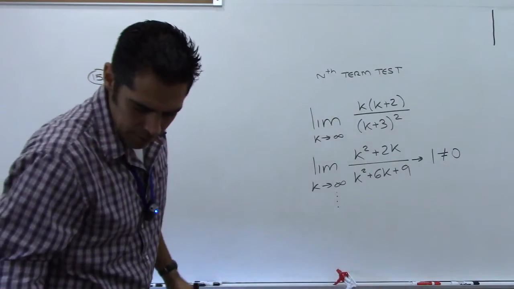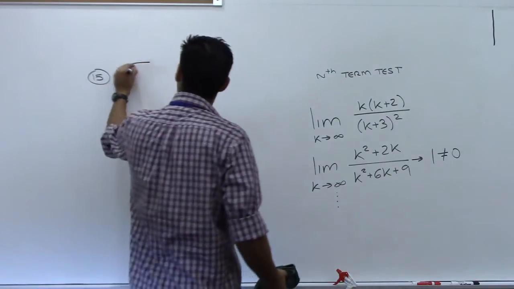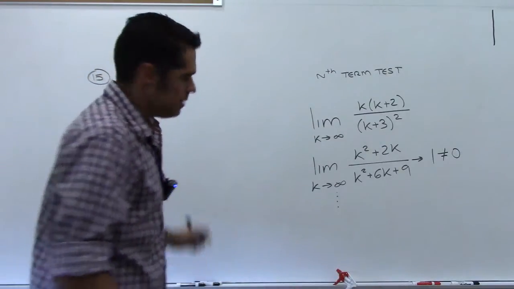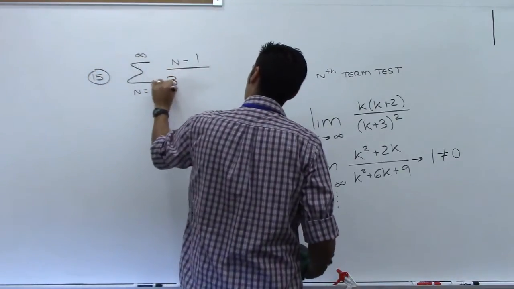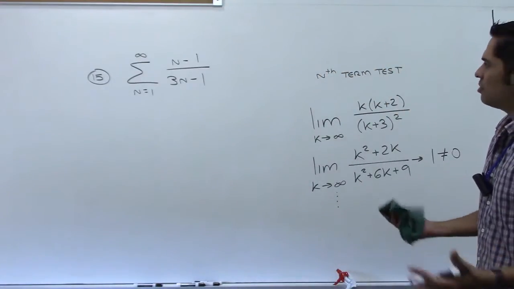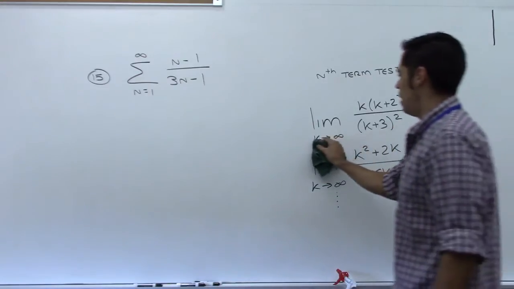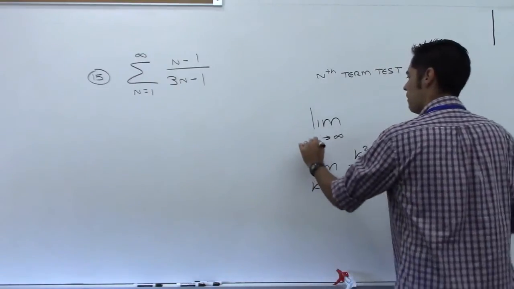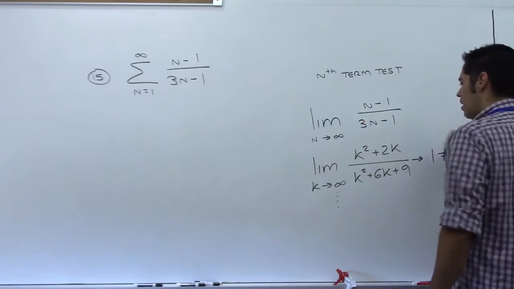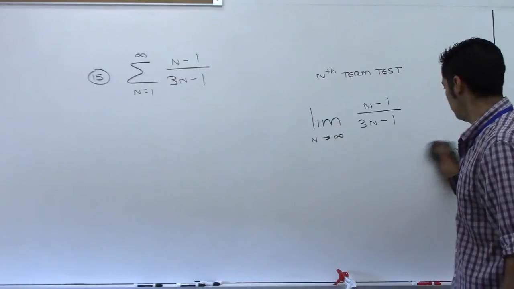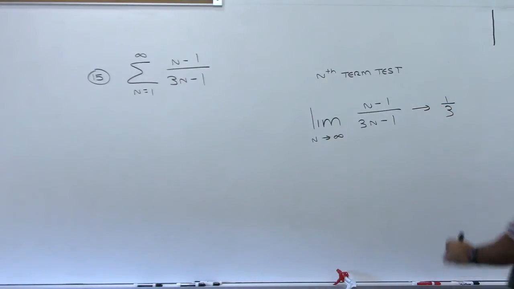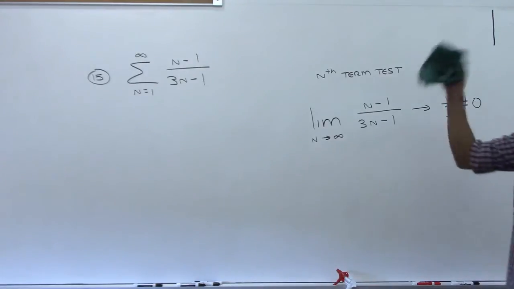All right, I think 15 is going to be pretty much the same thing. Sum n equals 1 to infinity of n minus 1 over 3n minus 1. So this is the exact same thing. We look at this, it's not geometric. So I try the nth term test. Here I'll use n instead of k. I'll take this, and then I'll do L'Hopital's rule on it right here. And when you do that, you should get 1/3. And that's not 0. So it diverges.